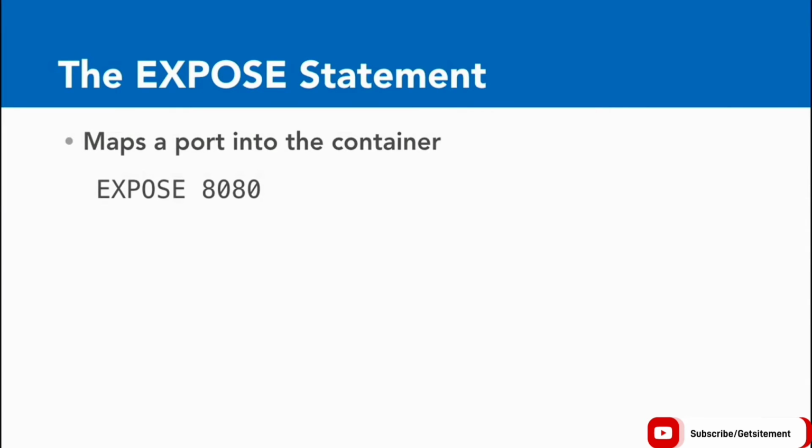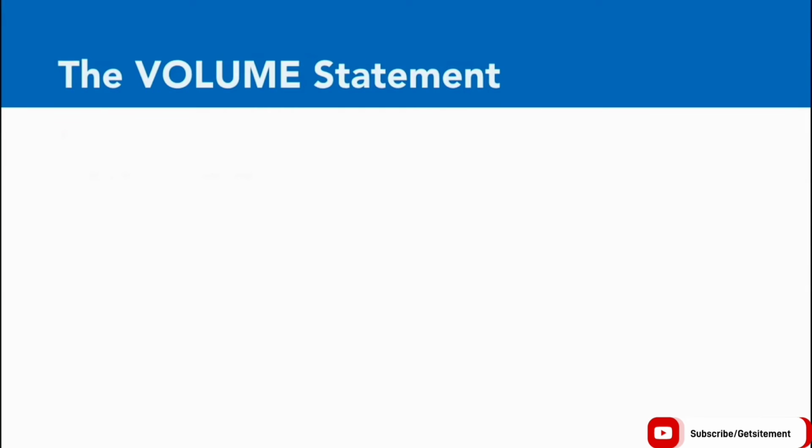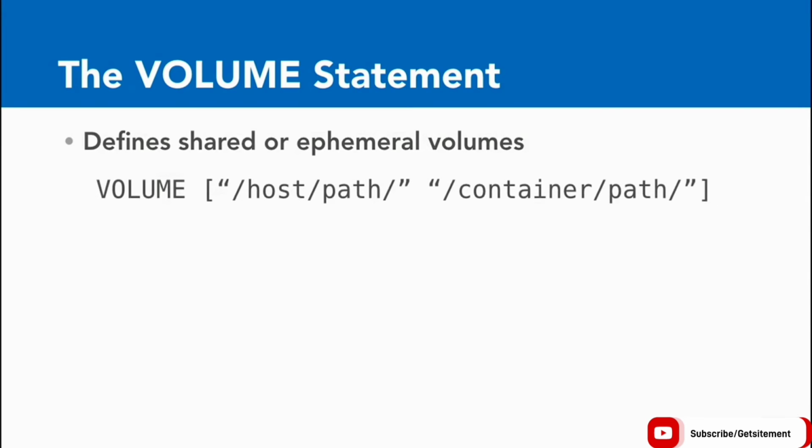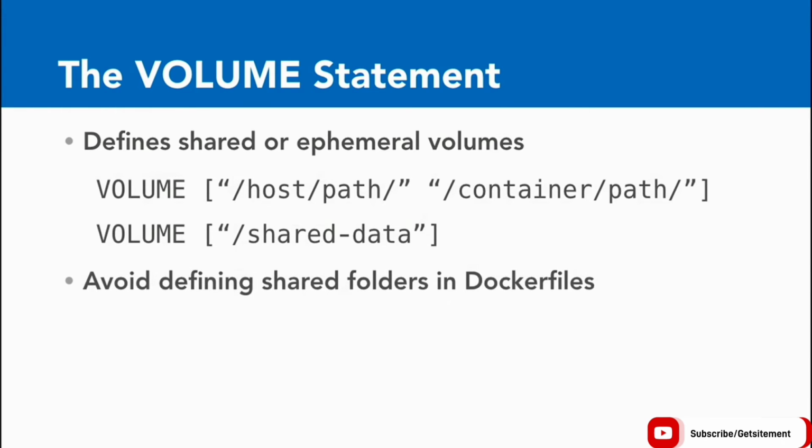The expose statement maps a port into a container, expose 8080. We did this a lot more in previous examples where we said -p 1234:1234. It does the same thing. The volume statement defines a shared volume or ephemeral volume depending on whether you have one or two arguments. If you have two arguments, it maps a host path into the container path. If you have one, it creates a volume that can be inherited by later containers. You should generally avoid using shared folders with the host in a Dockerfile because it means that this Dockerfile will only work on your computer, and you will probably want to share it around someday or at least run it on a different computer.